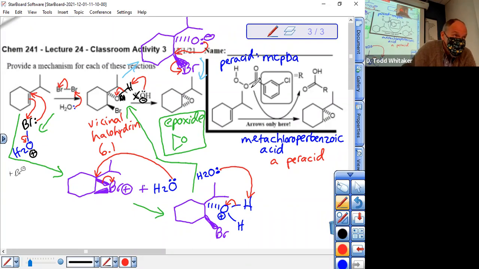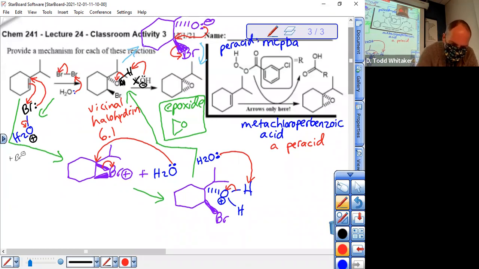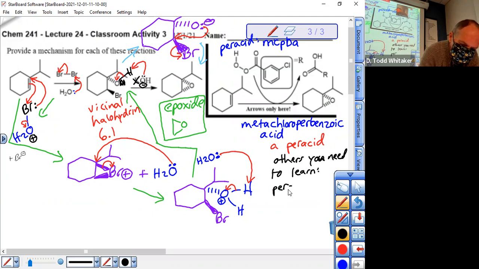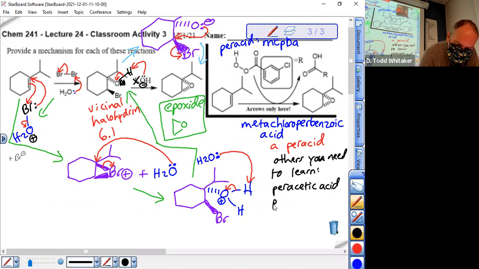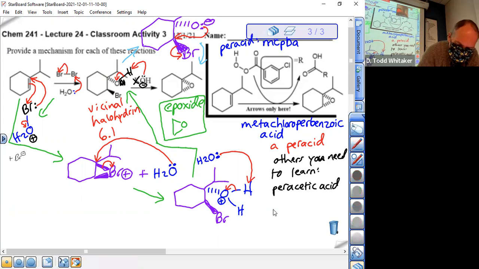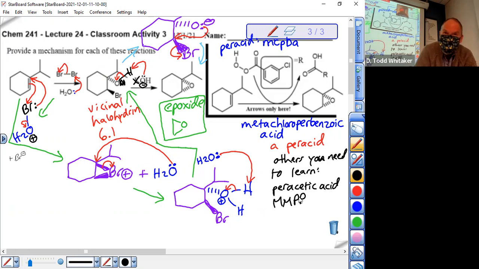I'm just going to put a note here about the other per acids you need to learn. I'll narrow it down to two more. Peracetic acid and, this one's tricky. I'm going to give you the initials first. I mean, it's not tricky, just got a lot of stuff. MMPP. Easy to remember. Double M, double P.